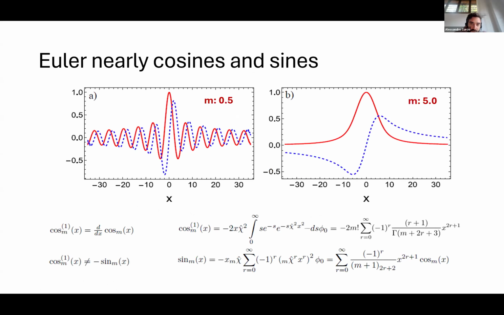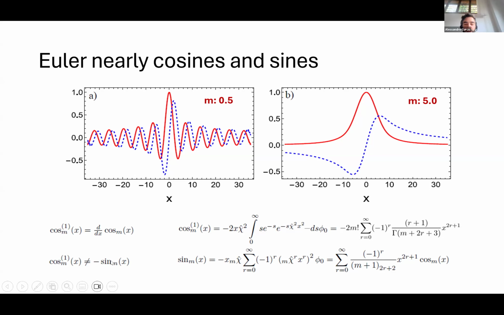And about these functions, we can see that they have some similarities with normal cosines and sines. We will see especially the similarities, but in this case, actually, I'm showing some differences, because you see that if we take the derivative of the nearly cosine, the first derivative is not equal to what we can define as the opposite, so minus the nearly sine.